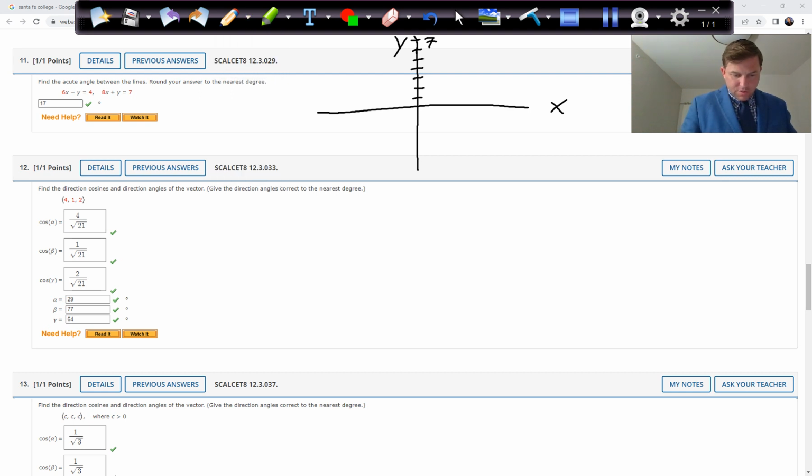Let's rearrange these equations. So this would be y is equal to 6x minus 4. And then the blue line would be y is equal to 8x minus 7. Just look at that quick and make sure that's right. No, that's not right. So good thing I looked. This is minus 8x plus 7. Okay, there we go.